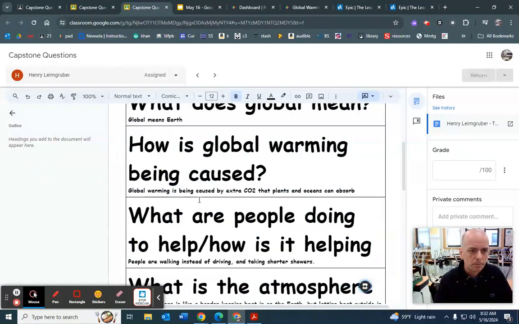Now, let me show you this one. How is global warming being caused? They wrote, global warming is being caused by extra CO2 that plants and oceans can absorb. Okay, but this is not enough for me. I'm not sure what that sentence means. Global warming is being caused by extra CO2 that plants and oceans can absorb. If plants and oceans are absorbing it, why is it a problem? So that's the first thing. Okay. What's CO2? Why does it matter?